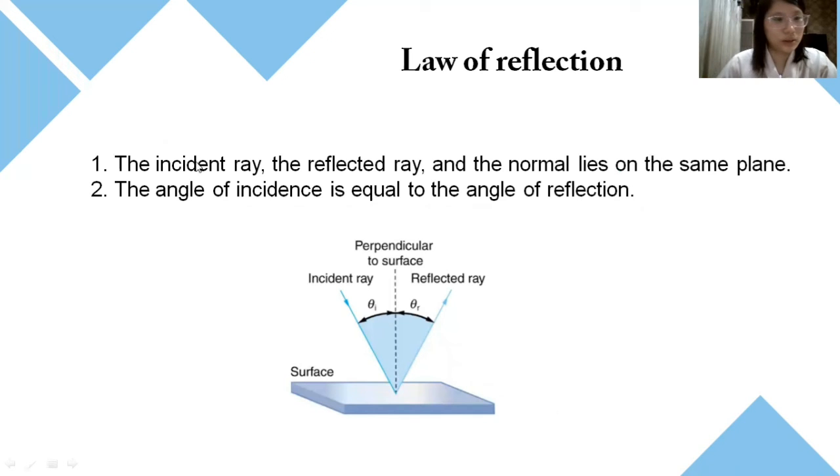The law of reflection. The first statement says that the incident ray, the reflected ray, and the normal lie on the same plane. The second statement states that the angle of incidence is equal to the angle of reflection. The line here in the middle is called the normal line and is always perpendicular to the surface. The incident ray is the ray that is produced by the source of light, while the point of the surface where the incident ray hits is called the point of incidence.